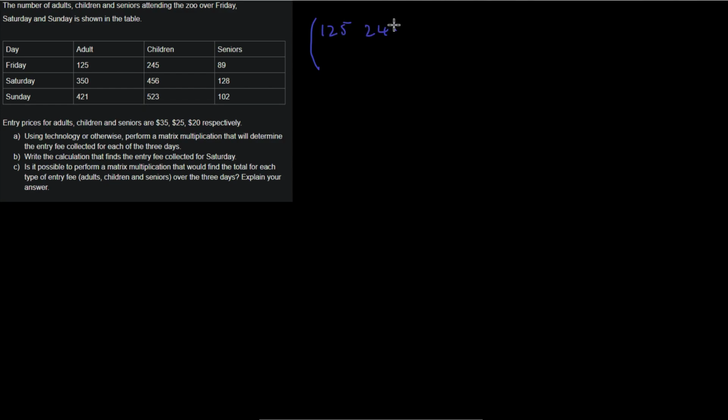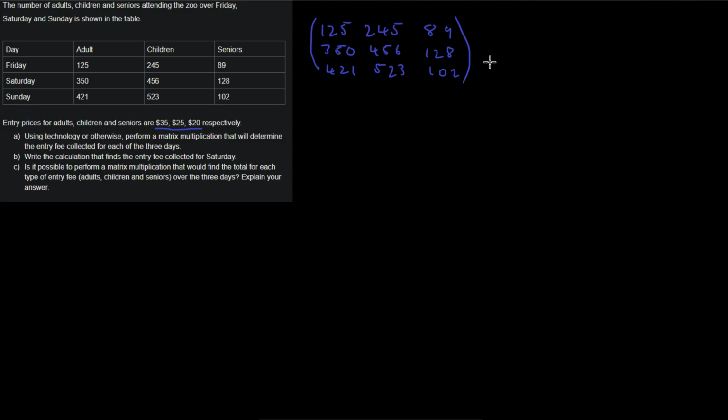125, 245, 89, 350, 456, 128, 421, 523, 102. And then we've got another piece of information, which is that we've got the cost, or the prices, just here, 35, 25, and 20.